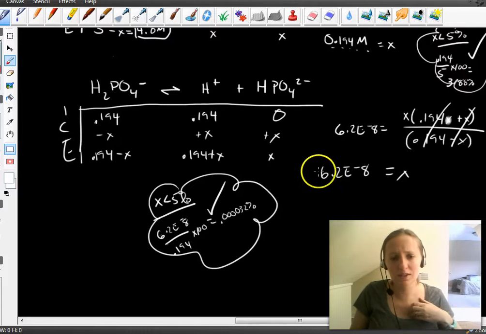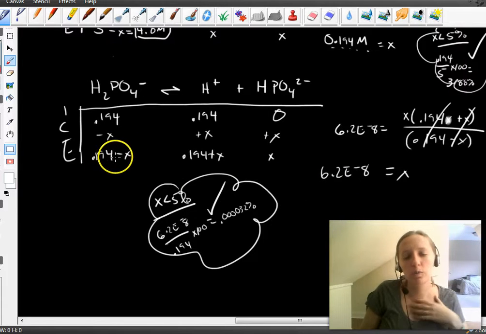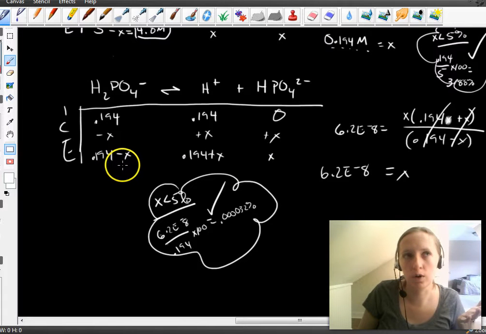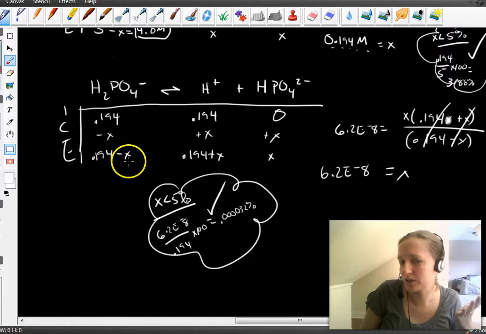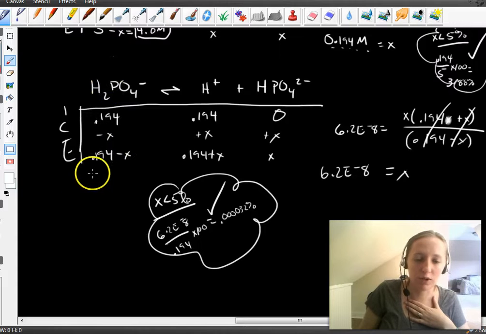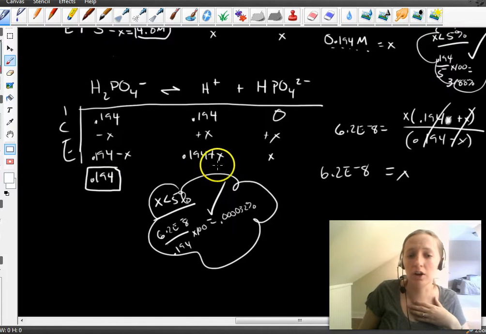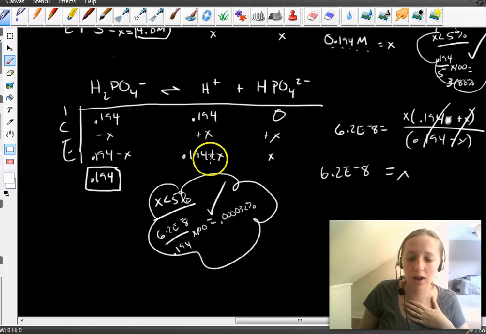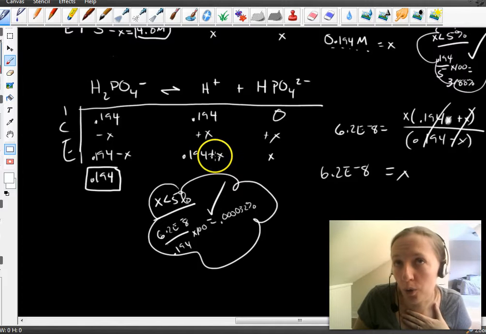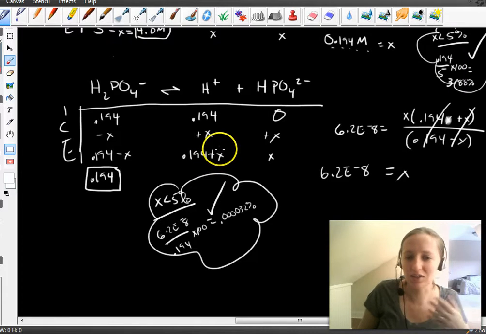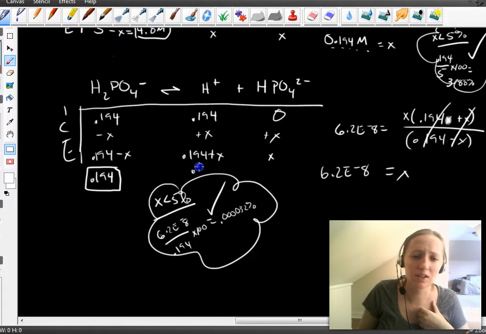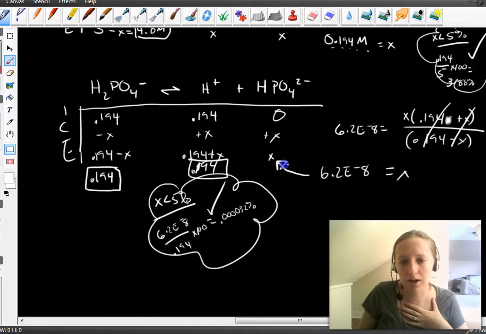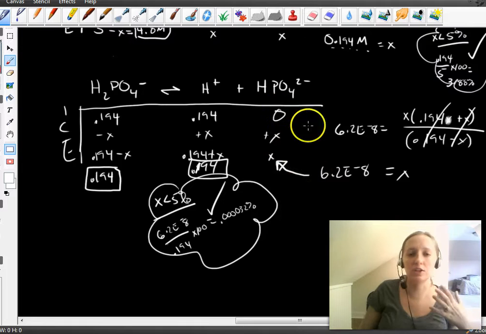And so that means that this x is 6.2 e negative 8, which when you have 0.194 minus 0.0000006, it's 0.194. So really your concentration of H2PO4 minus is 0.194, just barely less, but so far down in the sig figs that you don't care. Same deal with H plus: 0.194000062. That's 0.194. So that's 0.194 for H plus. And it is relevant for HPO4 2 minus because this is the only source of HPO4 2 minus.